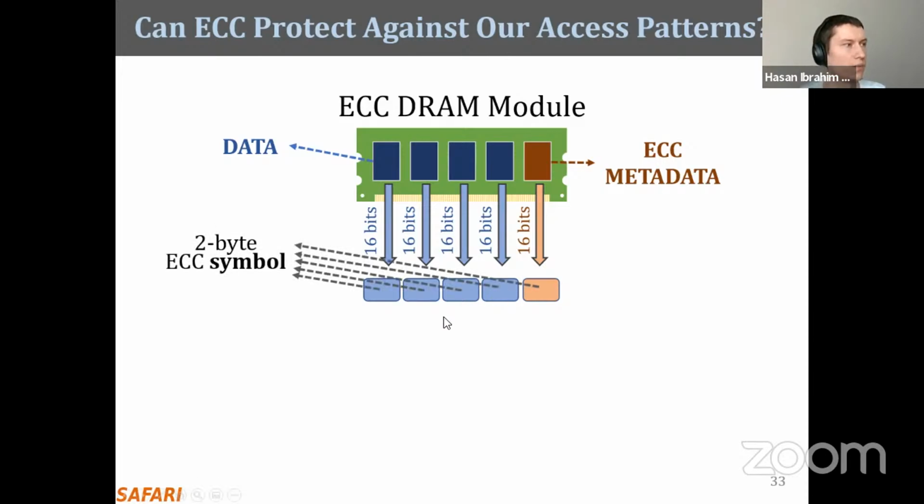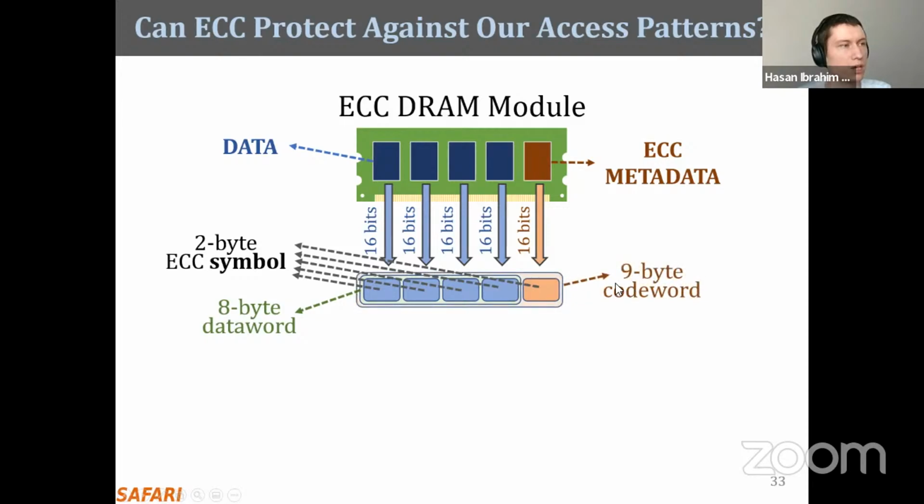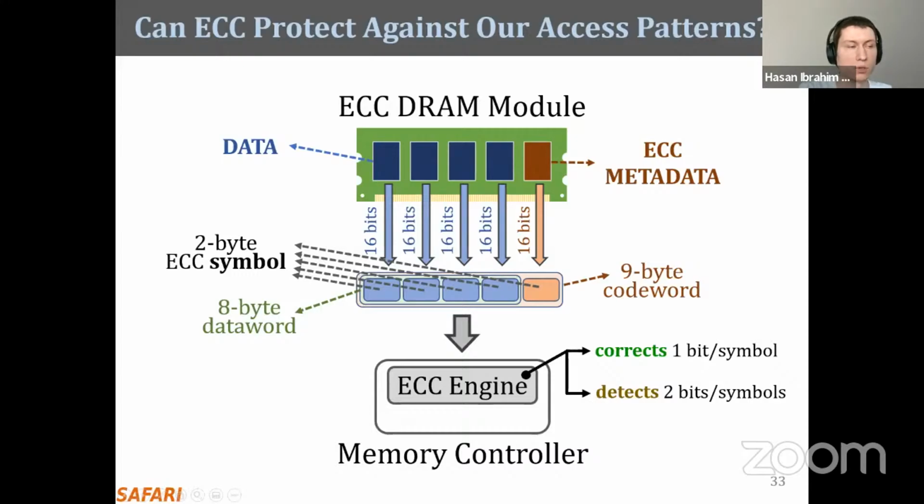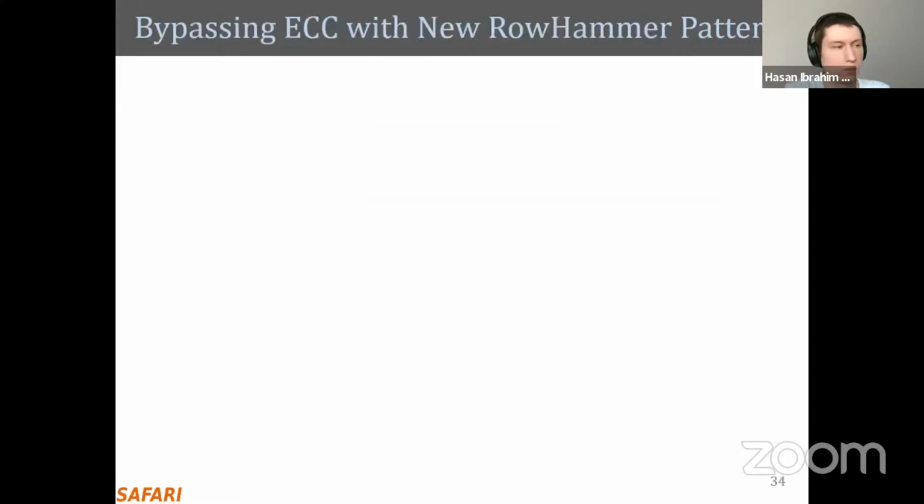We call each of these 16-bit or 2-byte data chunks ECC symbols. This is the 8-byte data word, the data that comes from the data chips. And we call this entire 9-byte data chunk an ECC code word. Depending on how the ECC policy is implemented, the ECC engine, which usually sits in the memory controller, can correct 1 bit or 1 symbol and can detect 2 bits or 2 symbols. But it cannot correct more than 1 bit, and it cannot detect more than 2 bits or 2 symbols.